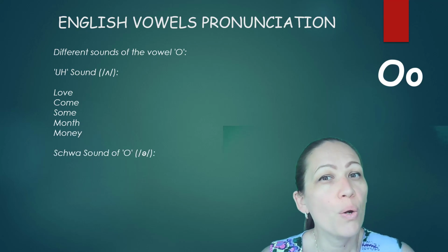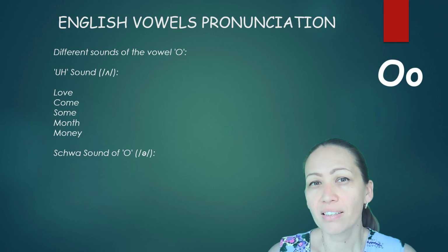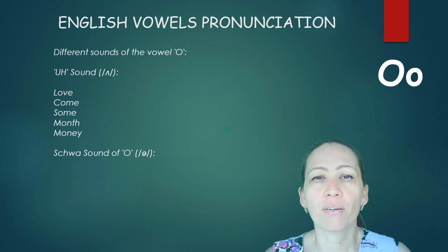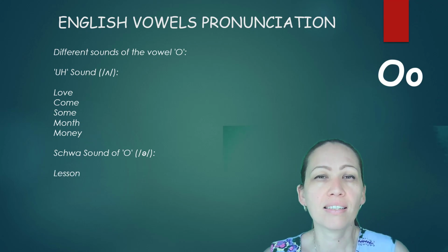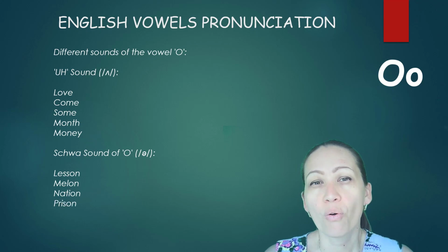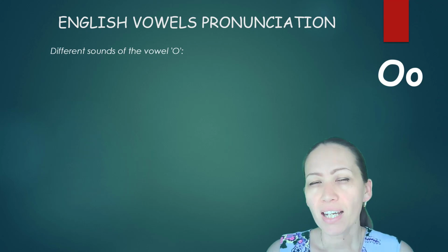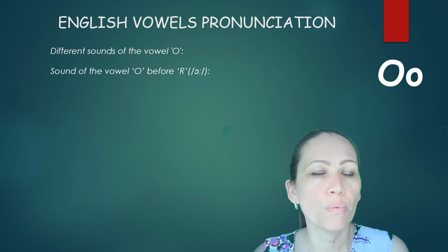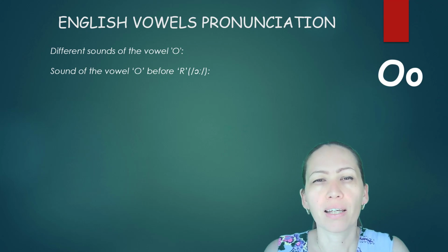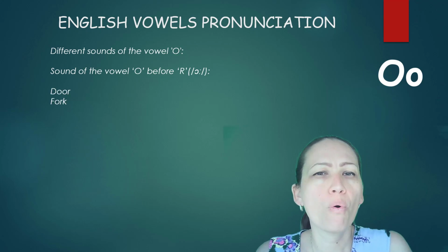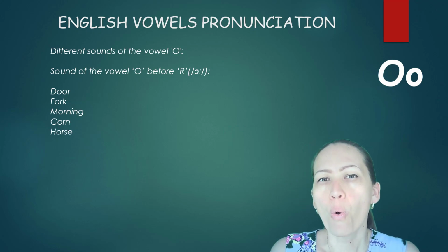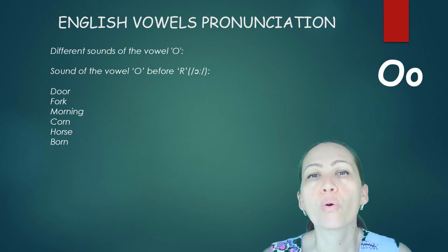But if the vowel O is used at the end of words in a syllable which is not stressed, it will make the sound like in lesson, melon, nation, prison, or vision. The next sound that the vowel O makes when it's followed by the consonant R is a long O, like in indoor, fork, morning, corn, horse, born, or storm.